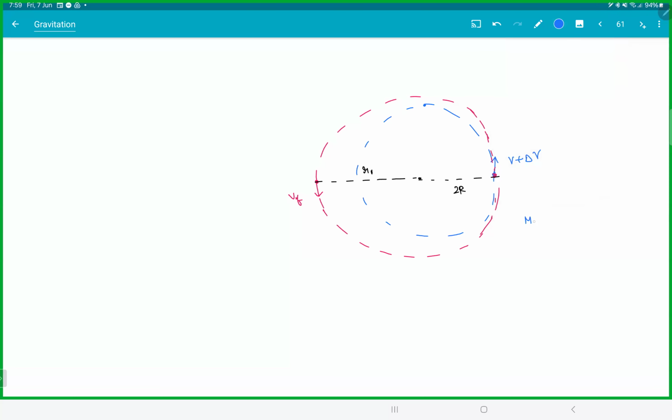So conservation of angular momentum: m(v plus delta v) 2r is m v final r1. So r1 is the distance after the first burst. Conservation of energy: half m(v plus delta v) square minus GMm by 2r will be half m v final square minus GMm by r1. You can substitute here, you'll get r1 from here. This is the distance after the first burst.